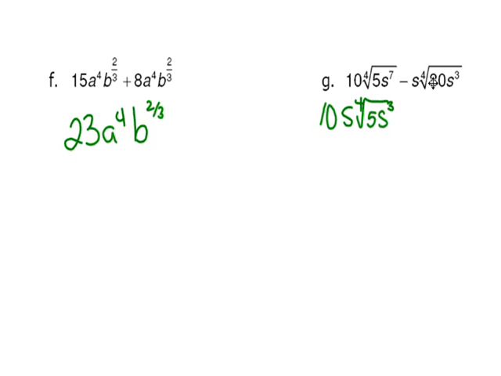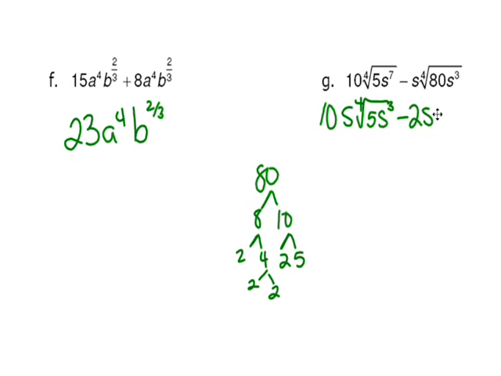80, and let me see, is 8 and 10, and 8 is 2 and 4, and 2 and 2, and then 10 is 2 and 5. So here's my 1, 2, 3, 4. I've got 4 2's. So a 2 can come outside of the radical, keep the s, and then I have the 4th root. The 5 over here, it has to stay underneath it, and I've got s to the 3rd power. So now I have like radicals, and now I can just combine. 10s minus 2s is 8s. And then I have the 4th root of 5s to the 3rd power.